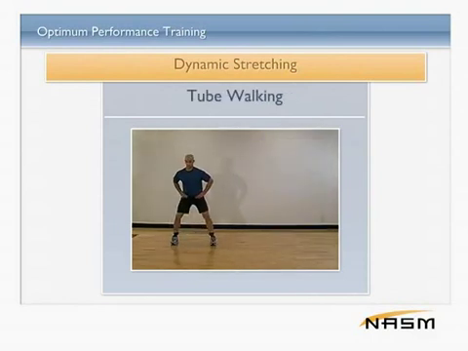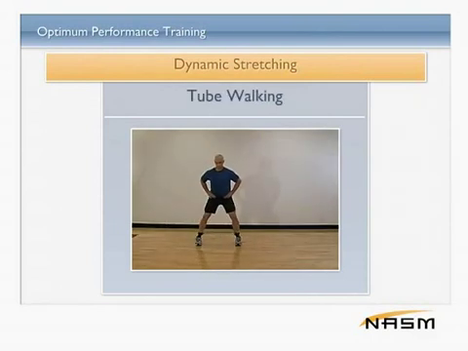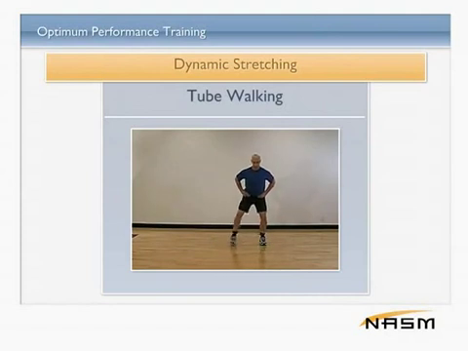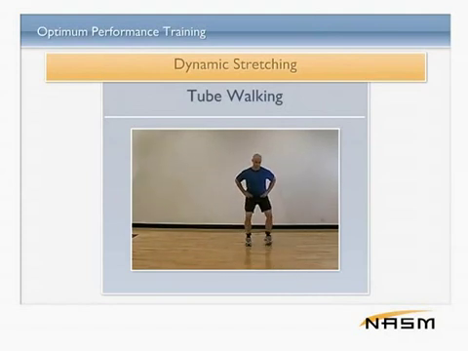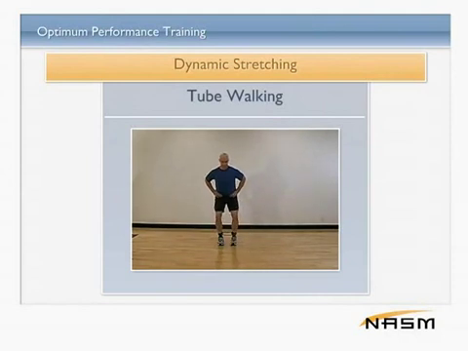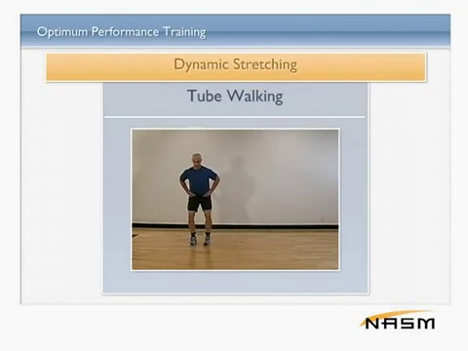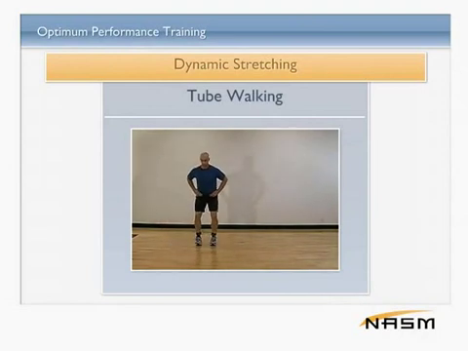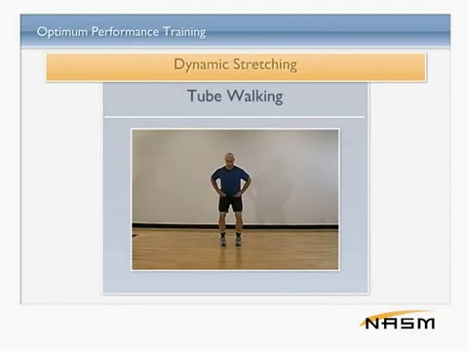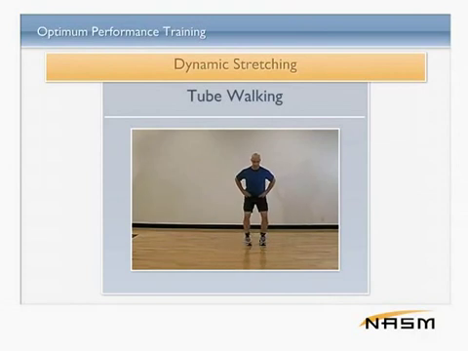The third example is tube walking. Stand with feet hip-width apart, knees slightly bent, and feet straight ahead. Place tubing around the mid-lower leg. Draw the navel inward. Keep the feet straight ahead and take 10 small steps sideways without allowing the knees to cave inward. Repeat in the opposite direction.